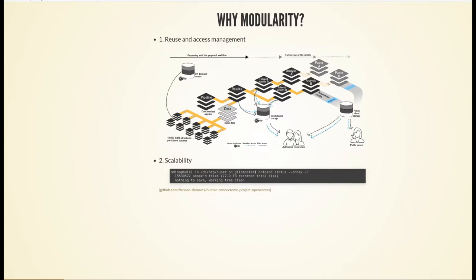So in the Human Connectome Project dataset, where we have way more than 15 million files, we actually have 4,000 subdatasets that we distribute this large amount of files over to be able to create such a large version-controlled collection of files. So if you have scalability in mind, if you have really large datasets to process, then keep in mind that you should not have more than a couple hundred thousand files per dataset.